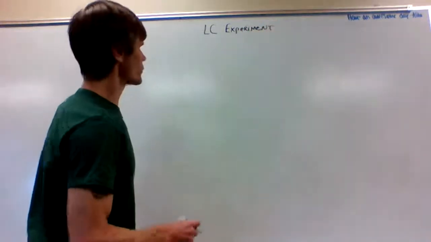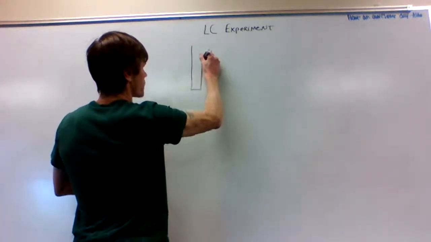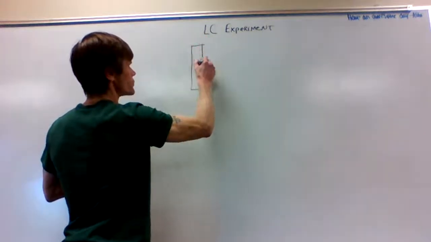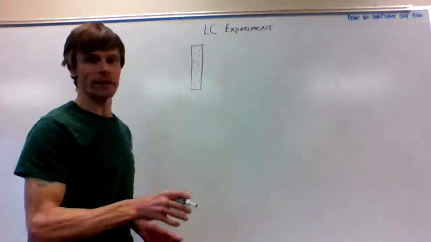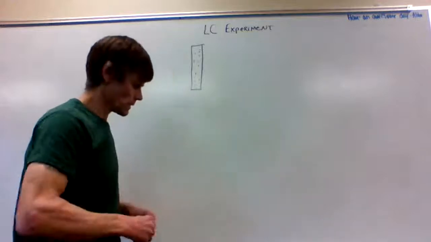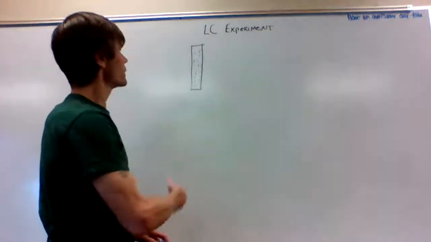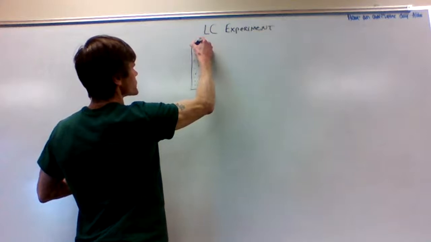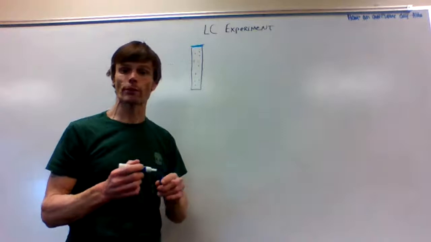And what we're going to do is we're going to have a column. And our column has a solid support. So we'll just draw these little dots that represent solid particles that are coated with a liquid, such as we showed in our last blown up image. And now what we're going to do is we're going to allow a liquid sample to sit on top of the column. And this liquid sample has two components in it.